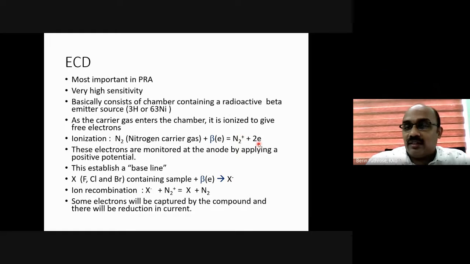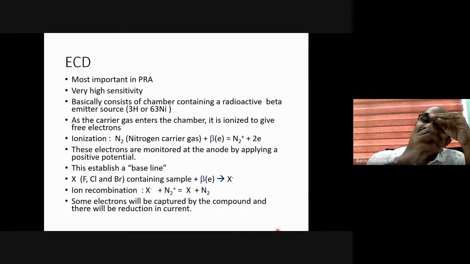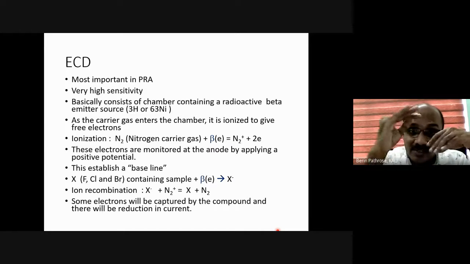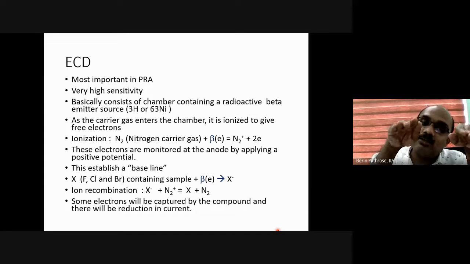The interaction of nitrogen with that ion source will lead to ionization of nitrogen, and it will release electrons. And this electron flow is a current, and this will be measured with the help of an anode. So if there is a constant flow of nitrogen, there will be a constant release of electrons, that means a constant current. And this will give a baseline.